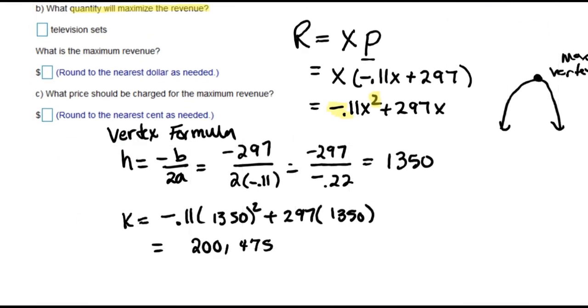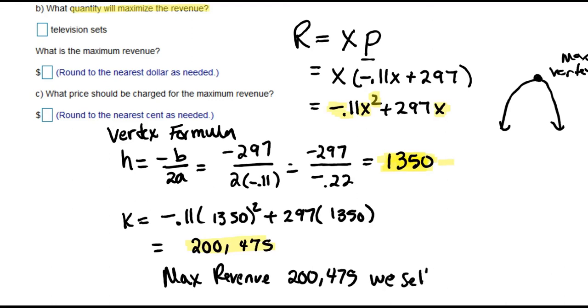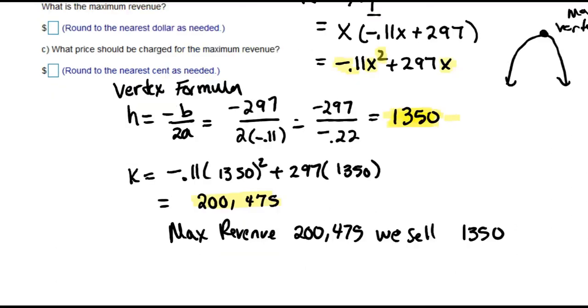So let's make sure we know what those values mean. For our equation, this x represents number of units. So this 1350 will be the number of units, and this 200,475 will be our revenue. So we get a max revenue of 200,475 when we sell 1,350 televisions. Then the last part, what price should be charged?